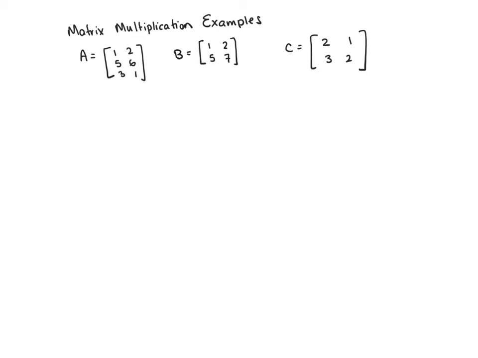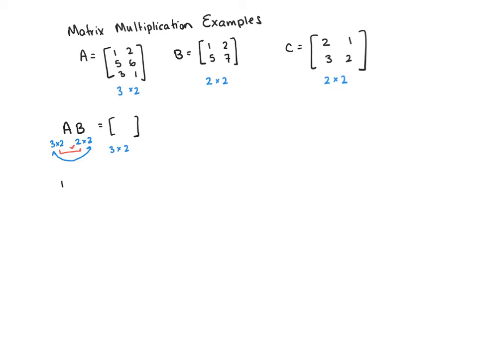So first, I've got three matrices here, and what I want to do is go through and think about their sizes so we can determine which ones we can and can't multiply. So A is 3 by 2, B is 2 by 2, and C is 2 by 2. So if I try to do A times B, I get a 3 by 2 times a 2 by 2. My inner numbers match, so that means I can multiply. My outer numbers will tell me the size of that matrix. So when I multiply A times B, I should get a 3 by 2 matrix.